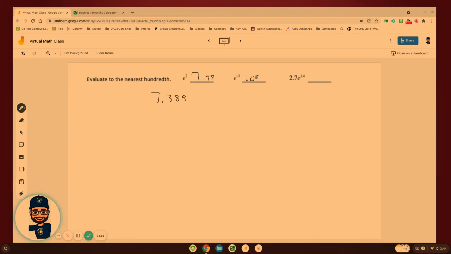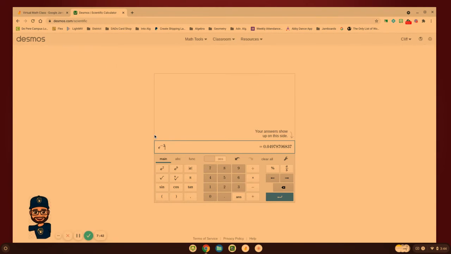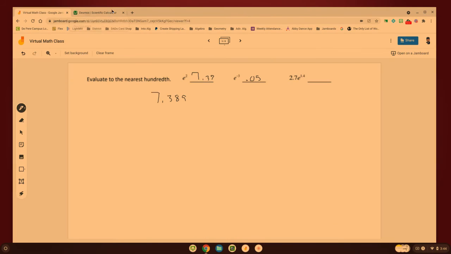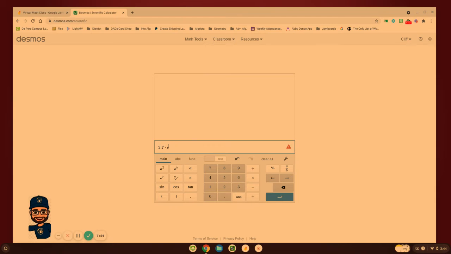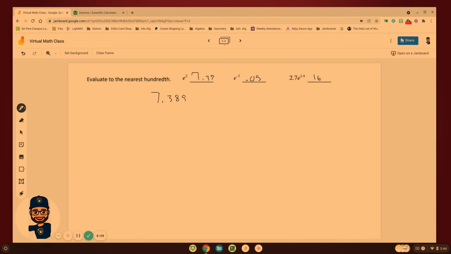Why don't you try the last one? 2.7 times e to the 1.4. So we type in 2.7 times e to the power of 1.4, and we get 10.95. So we can evaluate things that have e in it because really e is just a number.